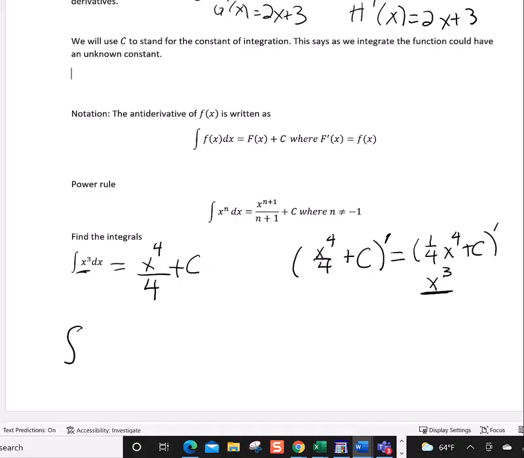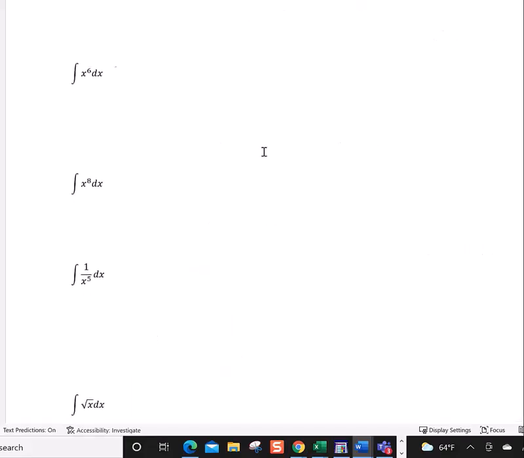The whole idea of the dx is if that had been like a y, say I had y to the 4th dy, then that time I would make the power of y go up to 5. I would divide by 5 and I would add c. So just think of this as a check, and I'll make sure we talk about that more. The integral of x to the 6 dx, I add 1 to 6, which gives me 7. I divide by 7 and I add c.